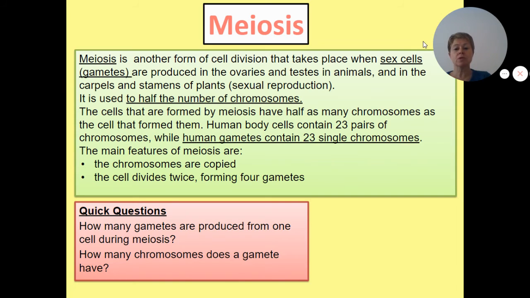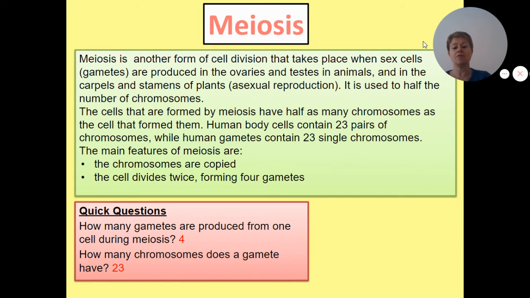So hopefully you paused the video and you've done that piece of work now. So the quick question answers: how many gametes are produced from one cell? 4 is the correct answer. How many chromosomes does a gamete have? Half as many as the parent cell. So in human beings, it would be 23.